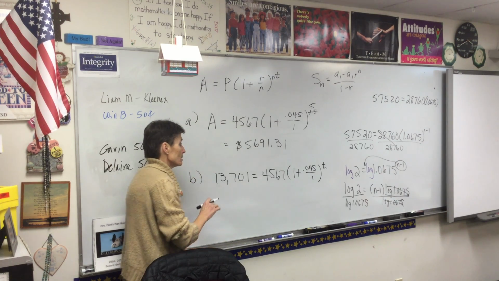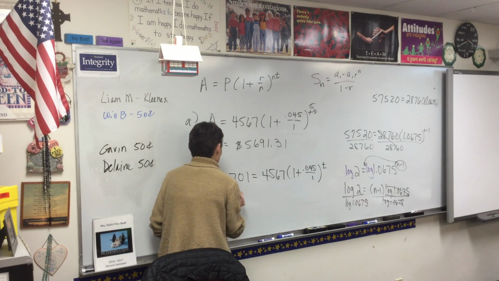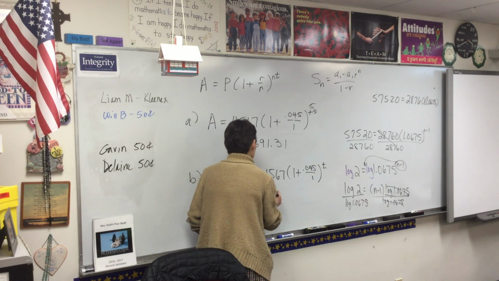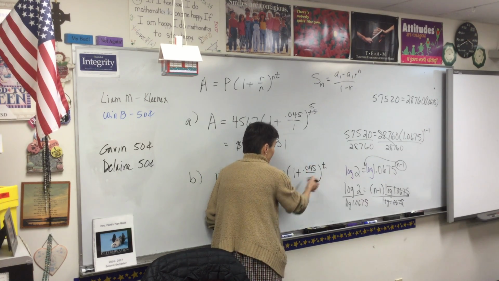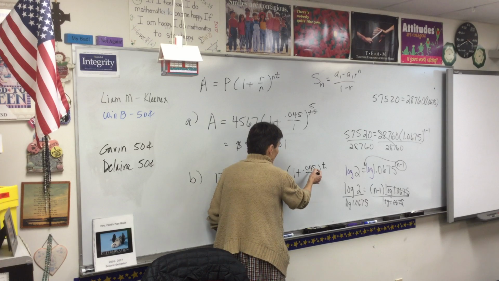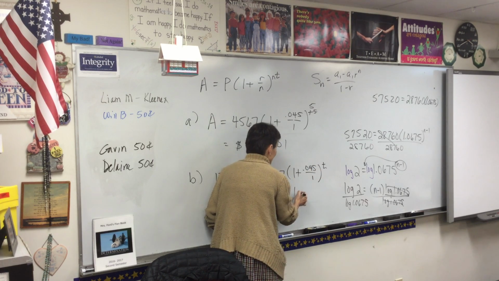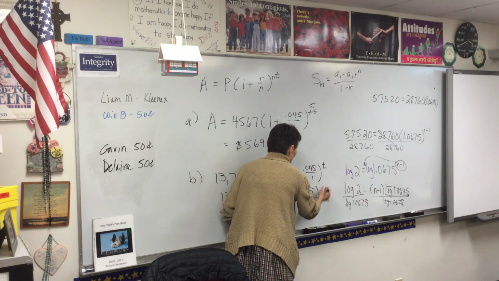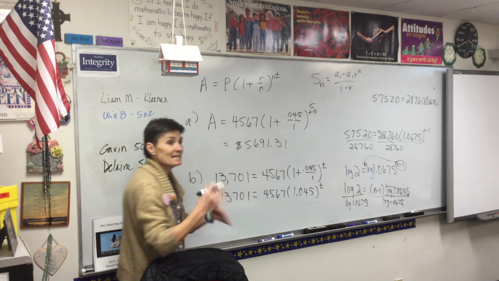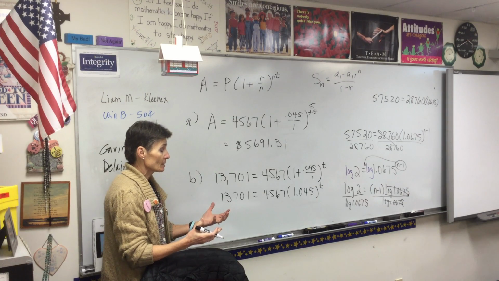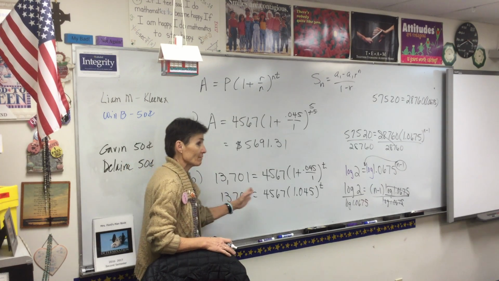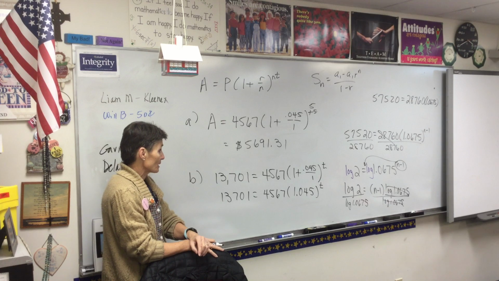Now, if it's easier for you, you don't have to do this, but you can simplify this if you want. 1 plus 0.045 over 1, isn't that just 1.045? So if it makes more sense for you to look at it like that, you're welcome to. You don't have to. It'll be fine either way.